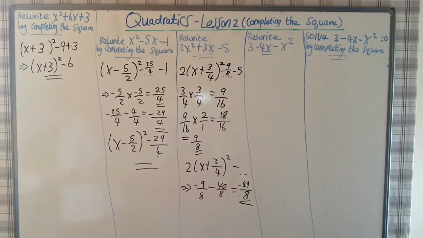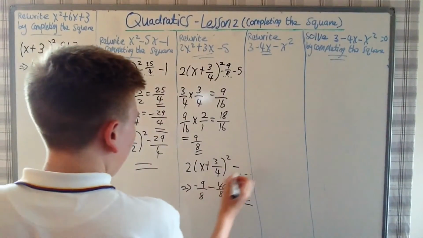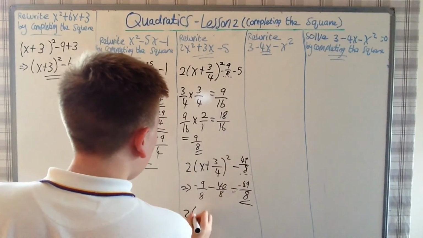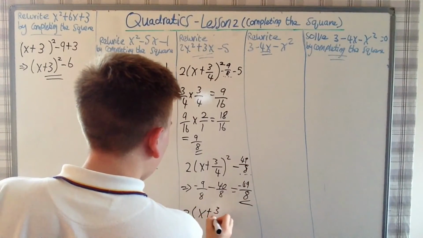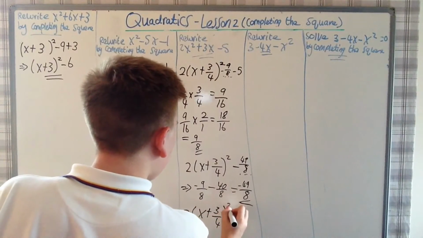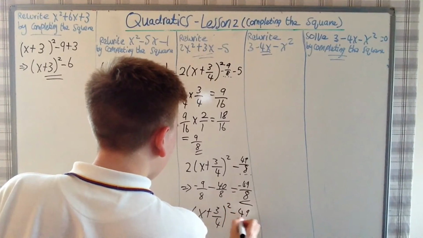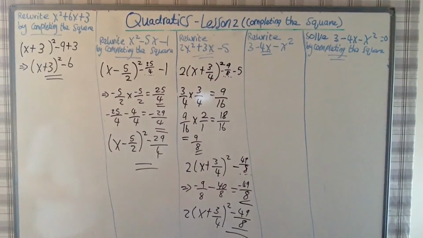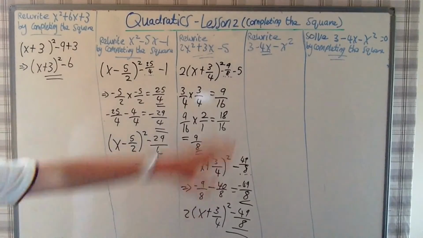So our answer to this question would be this: 2 multiplied by x plus 3 quarters squared minus 49 over 8. There's our answer to this question. So hopefully you've followed the steps to what we've done here. Now let's move on to this example.